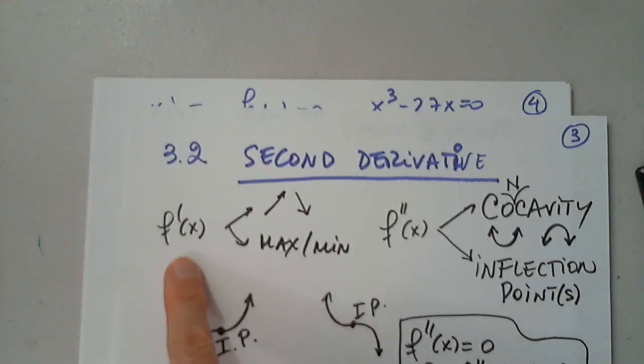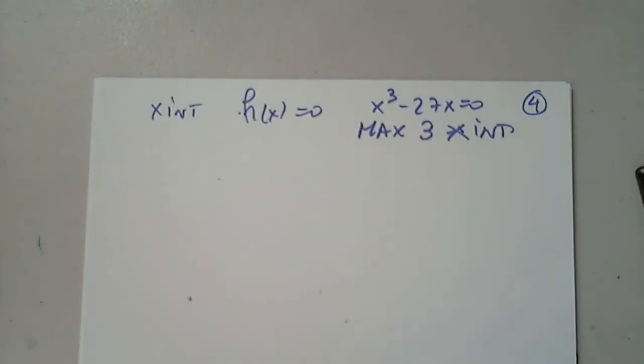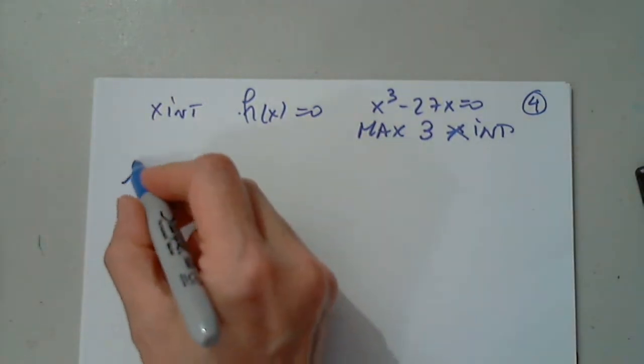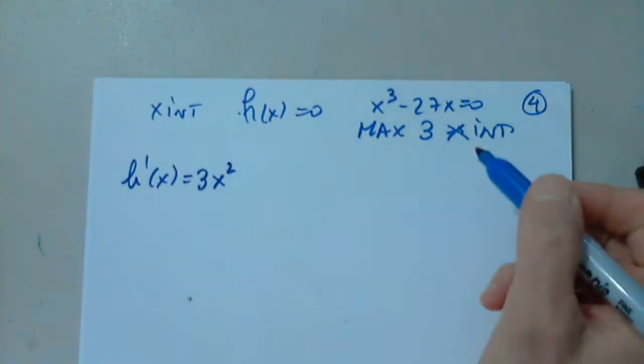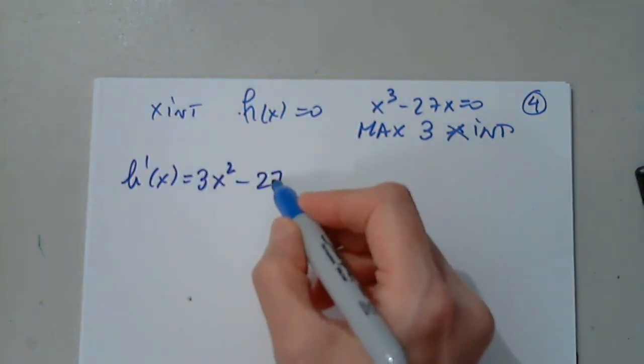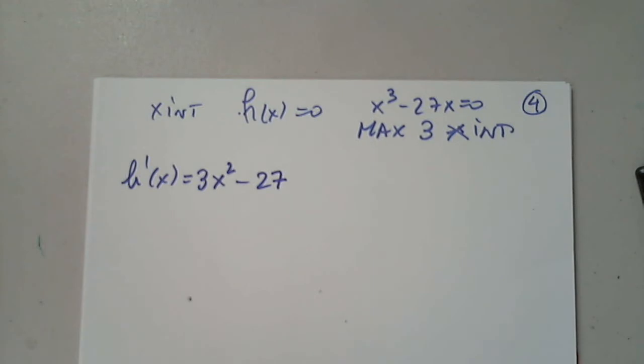Min and study the sign. Okay. So I have the function, this is it. So h prime of x is 3x squared minus 27. This is the first derivative.